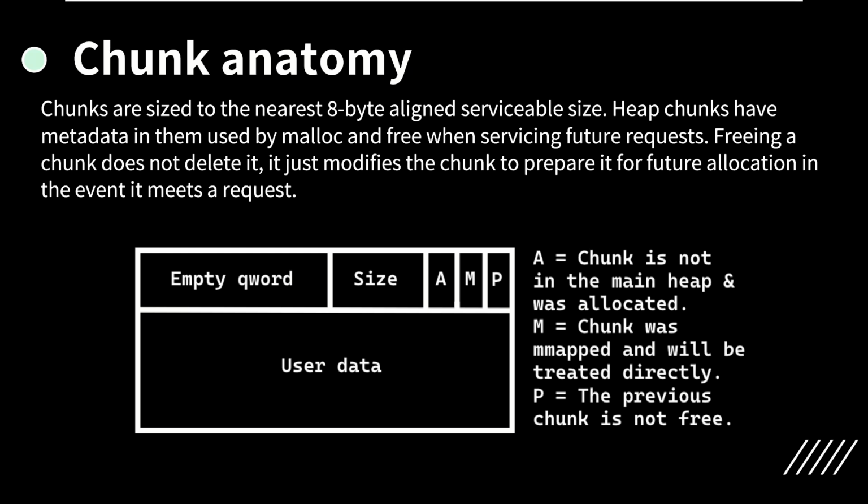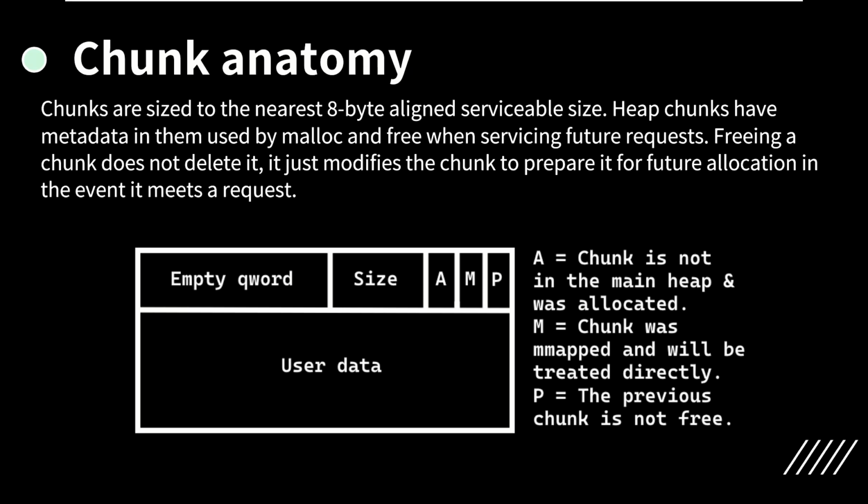That can be pretty cool if you're able to overwrite that with an opposite value. You can trick the heap into thinking a chunk that's in use is free. And then the user data, that's going to be what malloc returns. That's what we're going to be able to write to. So this is just the anatomy of a heap chunk.